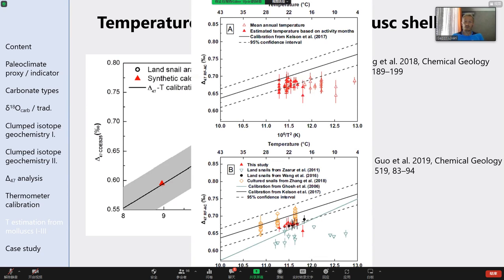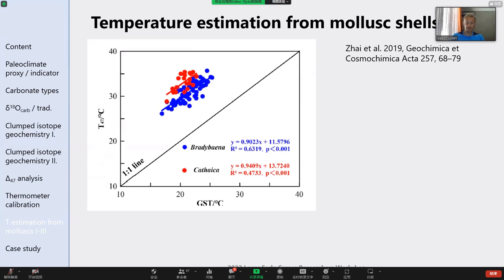the past. Guo later on and others confirmed that these calcification temperatures are higher than the mean annual temperatures and close to the activity season. And Zai and others published further results from Brodibaena and Kataica, confirming previous observations of calcification temperatures being higher than the growing season temperatures, and they emphasize the need for species-specific transfer functions or calibration equations.